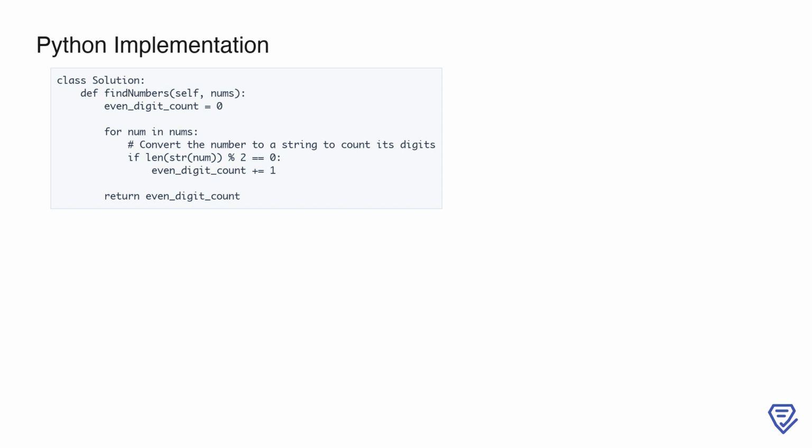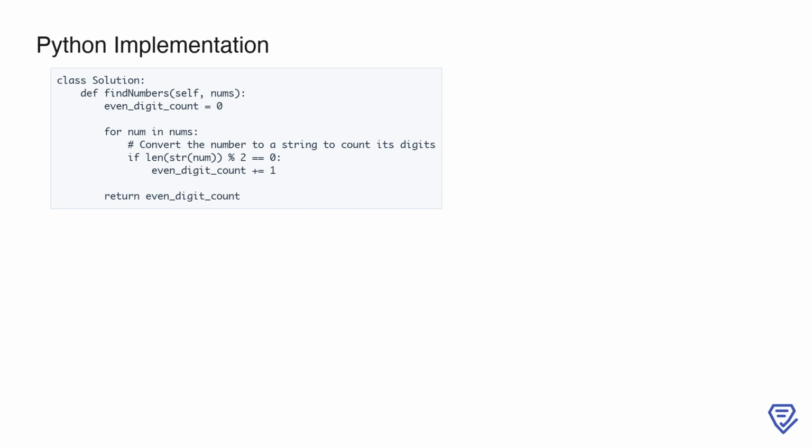For each number, we convert it to a string using str_number. This allows us to easily count the number of digits in the number by checking the length of the string using len. We then check if the length of the string representation of the number is even by calculating len(str_number) % 2. If the result is 0, it means the number of digits is even, and we increment the even_digit_count variable by 1. 5. Returning the result.